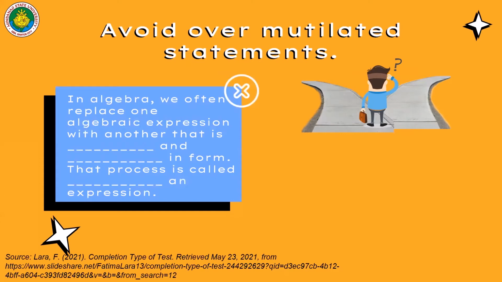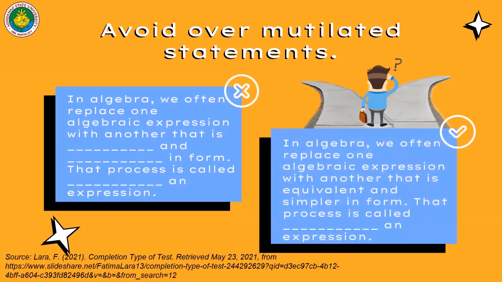All right? The correct way to do this is, so in algebra, we often replace one algebraic expression with another that is equivalent and simpler in the form. So that process is called blank an expression. So it will not become difficult to understand since we didn't over-mutilate the statements. So let's proceed with the sixth guideline, which is shared to us by Paul Anthony Escaro.